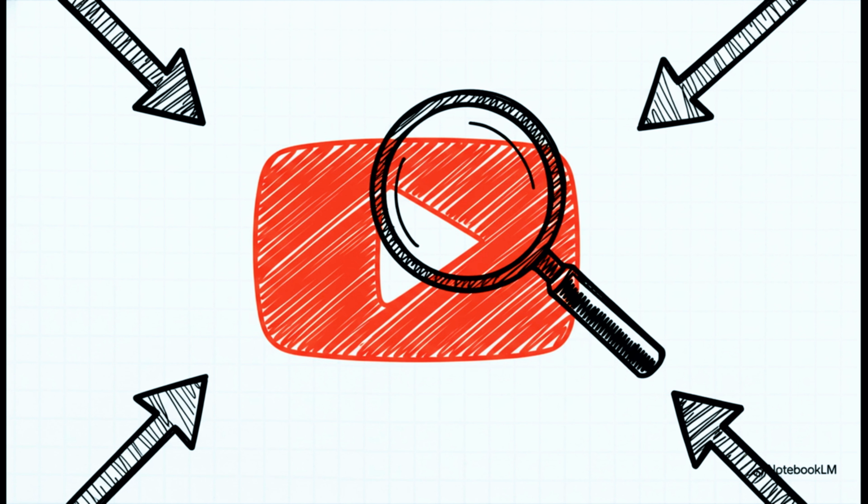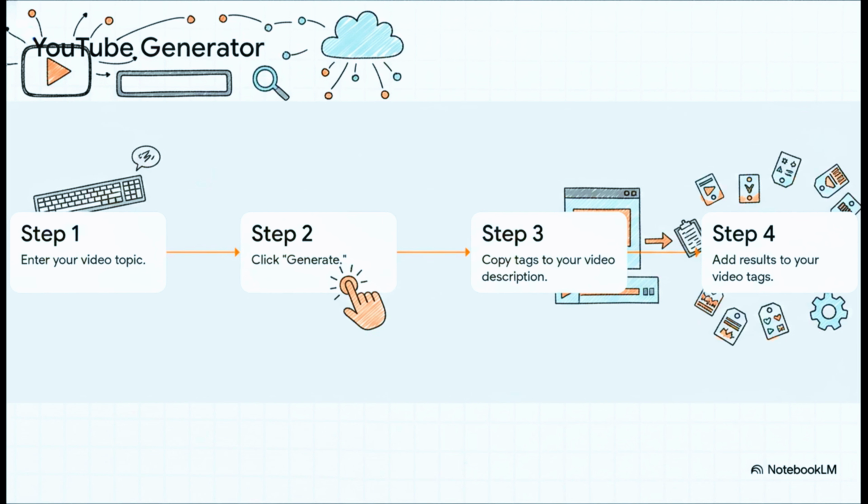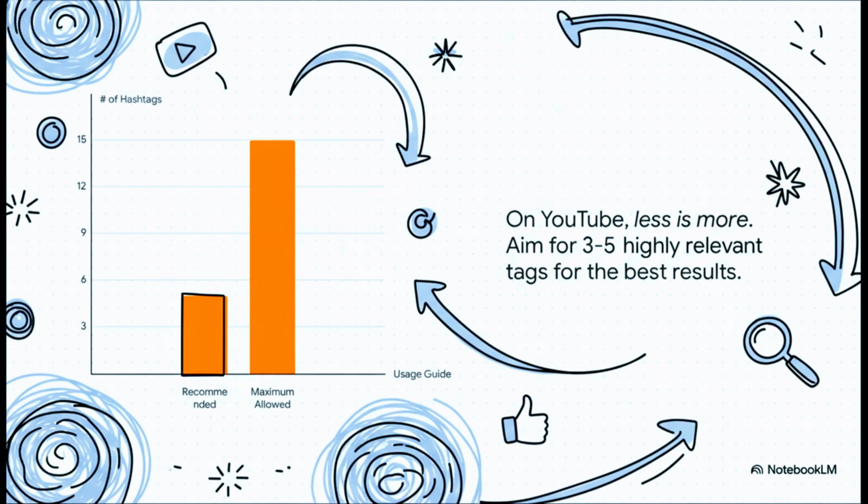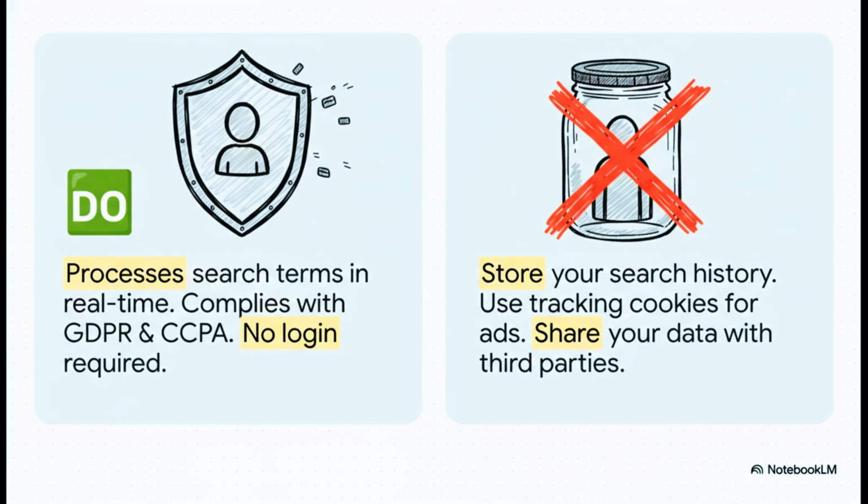How does this work in practice? Using the YouTube generator is a breeze. It's a simple, 4-step process to get optimized tags in seconds. And here's a pro tip for YouTube: less is definitely more. Aim for just 3 to 5 great tags. And don't worry about privacy. You don't need to log in, and they don't store any of your search history.